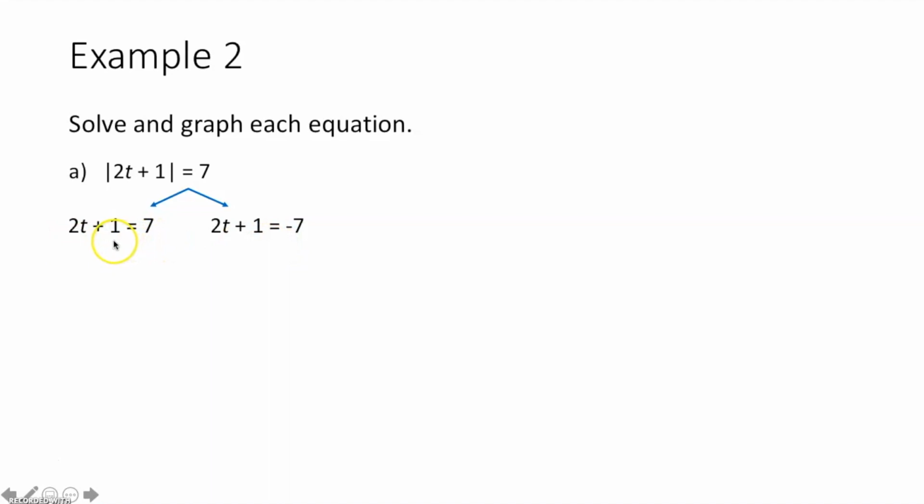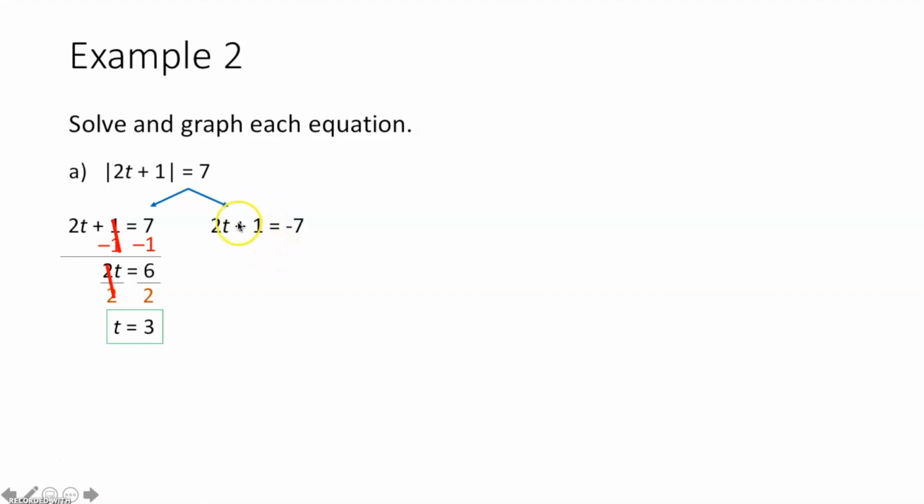So we go here. To solve this, remember, simplify, move, solve. So I am going to subtract 1 from both sides first. That way these cancel out. Now I have 2t is equal to 6. Now to get t all by itself, I'm going to divide both sides by 2. That way these cancel out, and I'm left with t is equal to 3.